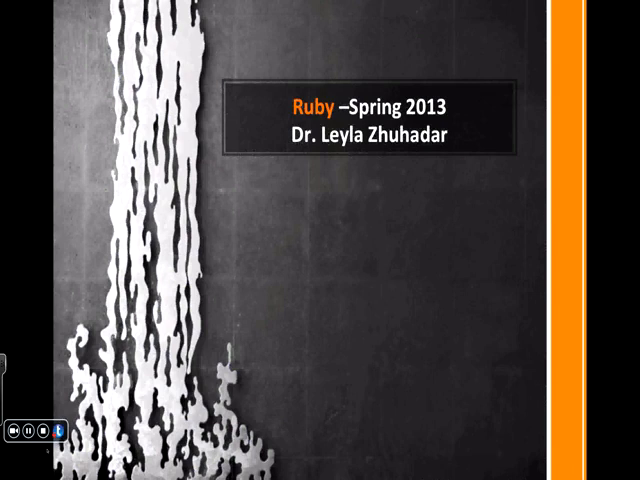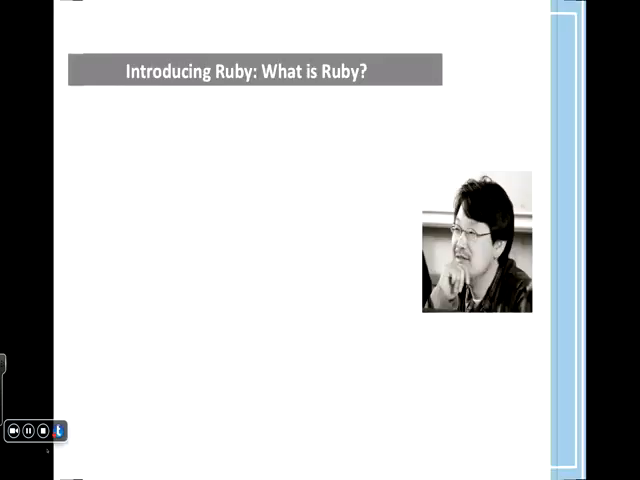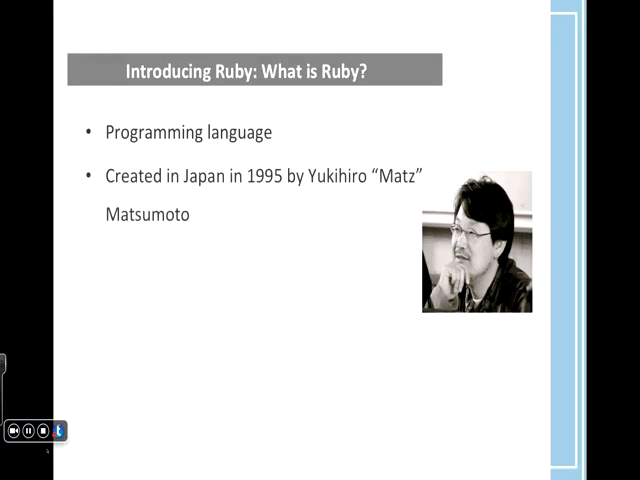Okay, I would like to start out by introducing Ruby to you and first answering the question, what is Ruby? So, you probably already know that Ruby is a programming language. It is a language that was created in Japan in 1995 by Yukihiro Matsumoto. People just call him Matz for short.